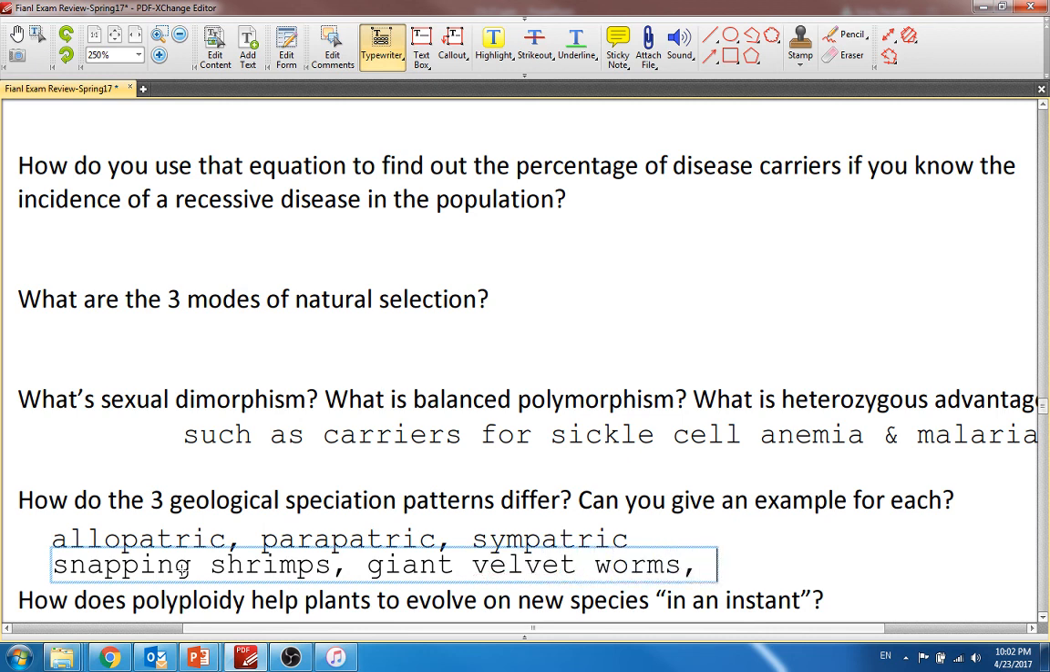For an example of allopatric, think about the snapping shrimps. For the parapatric, think about the giant velvet worms. For sympatric, think about the fish that live in that lake in Cameroon.